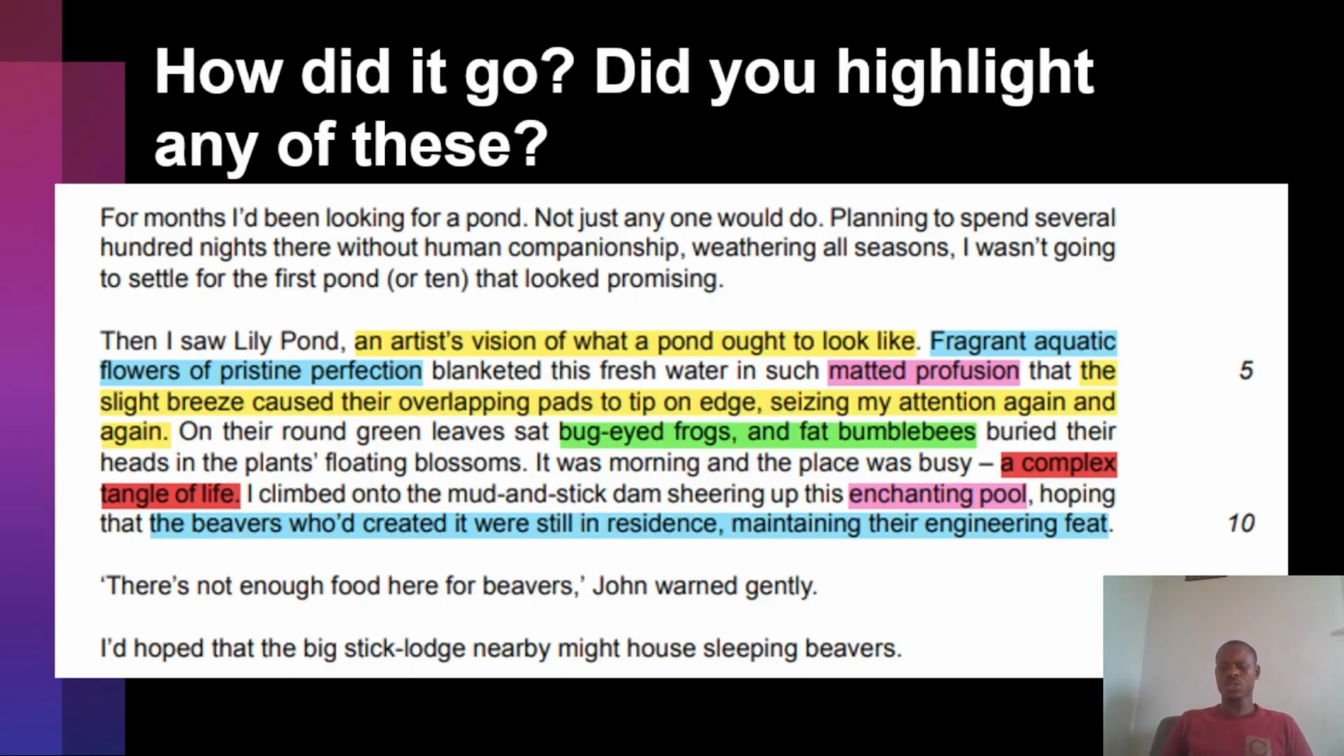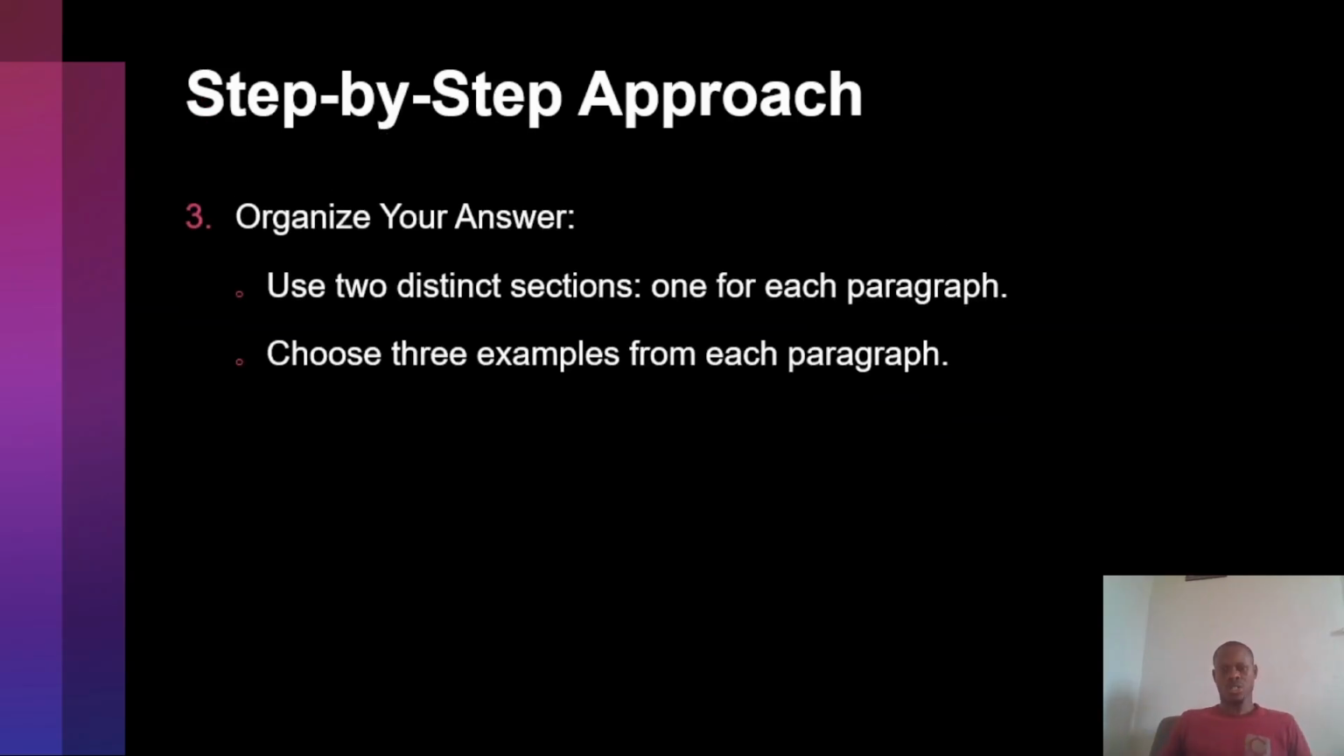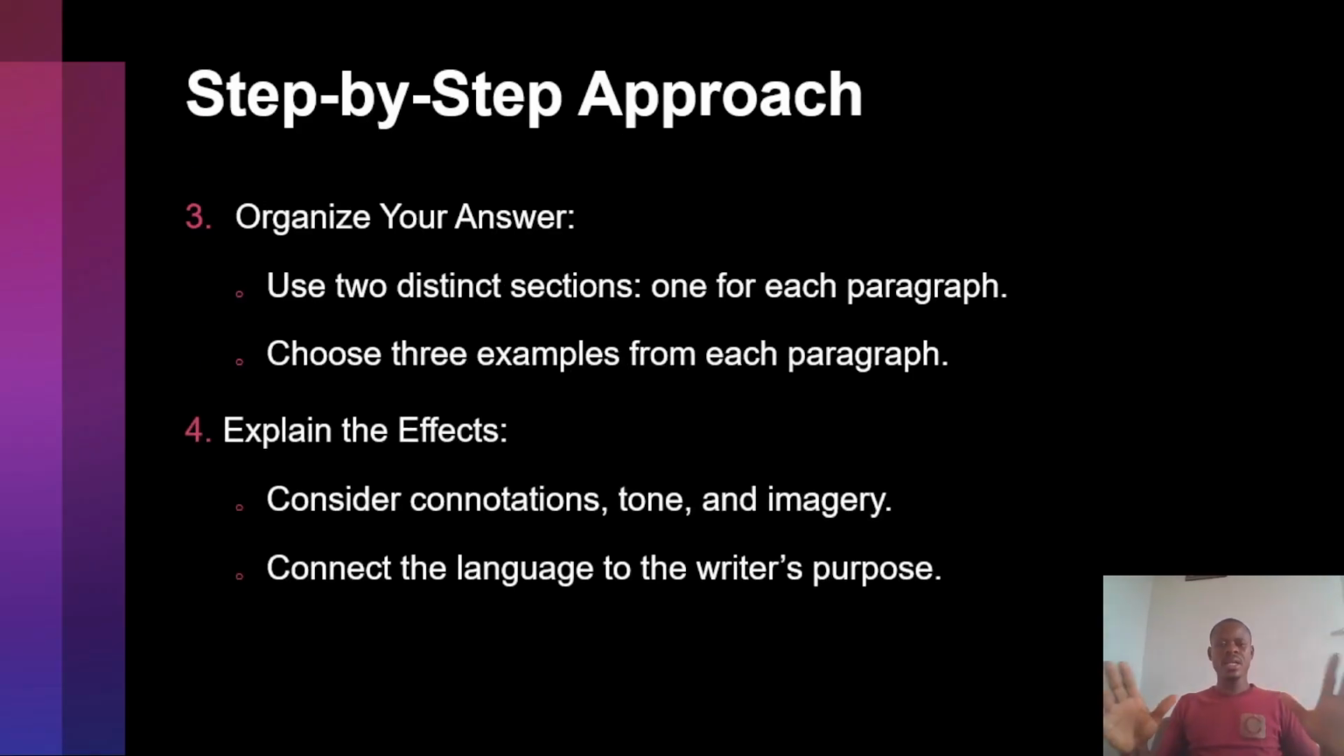Good. Now the next thing we're going to do is to learn the step-by-step approach to this question. The first thing is organize your answer. You are to use two distinct sections, one for paragraph 1, that is the first paragraph that has been mentioned, and the other for the other paragraph. As in our case, the first section should be for paragraph 2 and the second section for paragraph 15. And you are to choose 3 examples from each paragraph. You get? Then now you're going to move on to explain the effect.